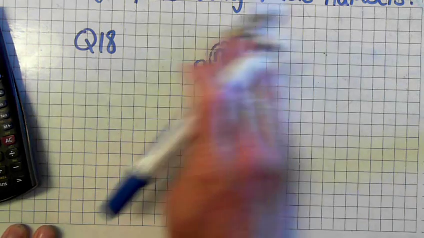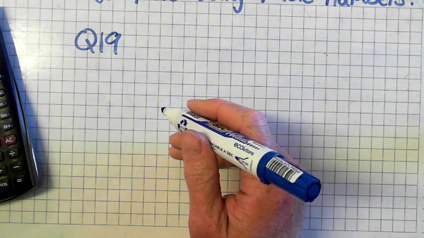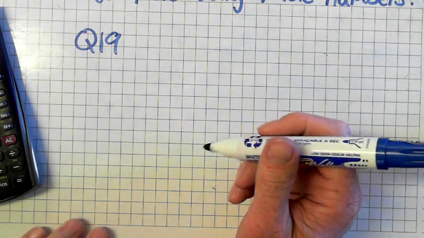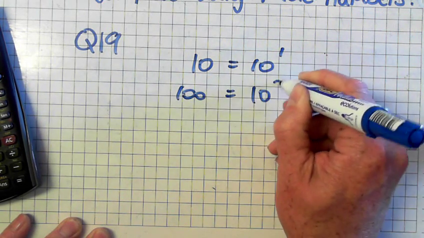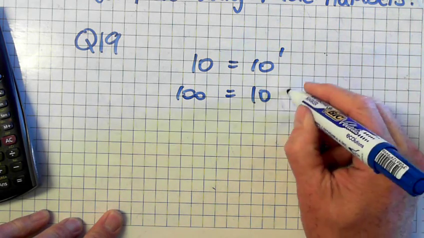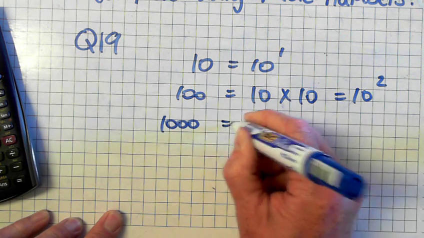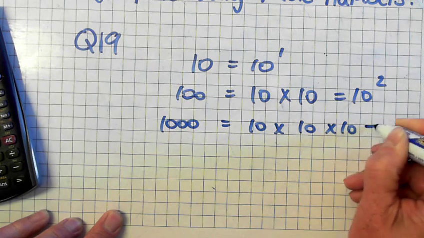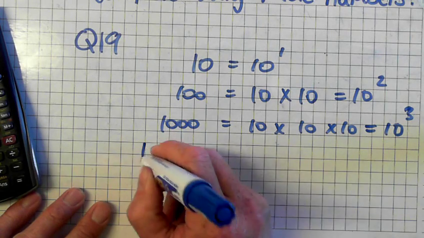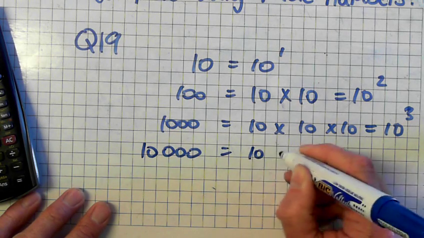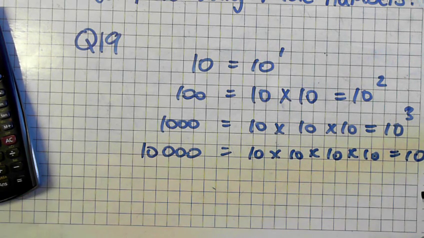Question 19, you just have to fill out the boxes. So we'll do one example. Copy and complete. First of all, you have to complete the diagram. So they have 10 is equal to 10 to the 1. 100 is equal to 10 by 10, which is 10 squared, isn't it? And then 1,000 is equal to 10 by 10 by 10, which is 10 cubed. And then 10,000 is the next one. How many tens? 10 to the 4. Right.